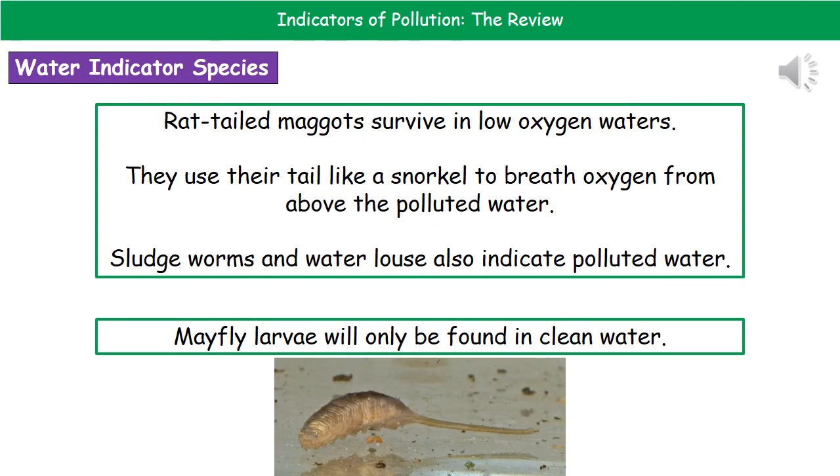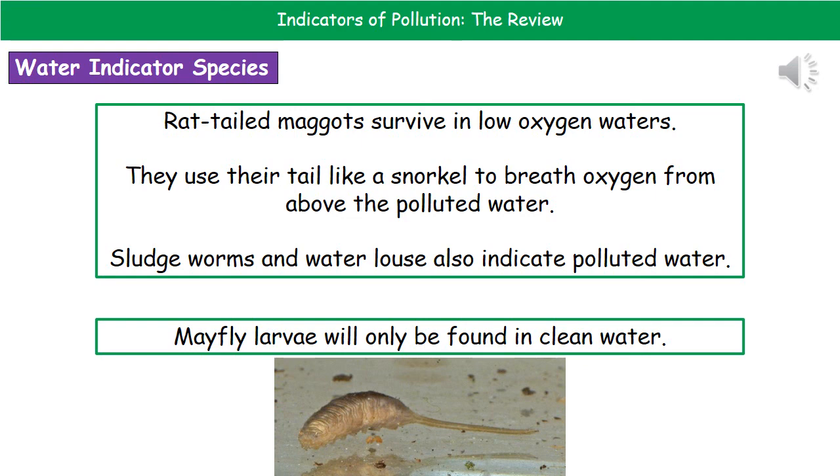If we consider indicator species in water first of all, one of the key ones that we can use is this delightful little creature called a rat-tailed maggot. Now you can see a picture of him at the bottom there, and our rat-tailed maggots are able to survive in very low oxygen waters.